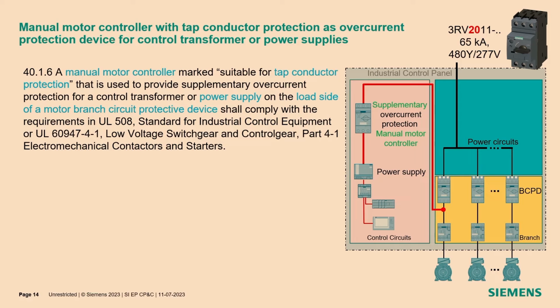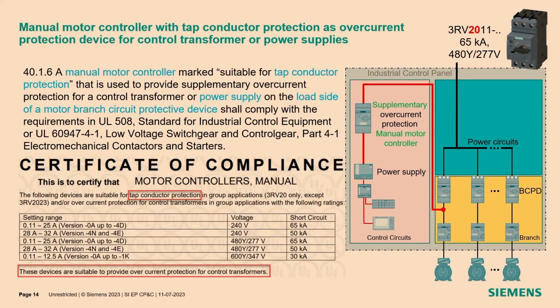Yes, you see here in the drawing, I made this drawing to make it simple. Yes, you see here the red line, we're picking up not anymore from the feeder circuit, we are picking up on the load side from the branch circuit protective device. And then we can use a manual motor controller with tap conductor protection as supplementary protection. It's not 100% protection, yes, but we can use it also right now.